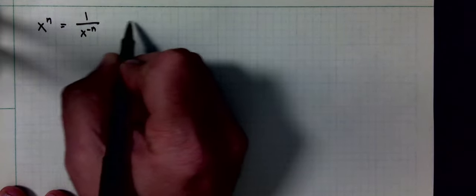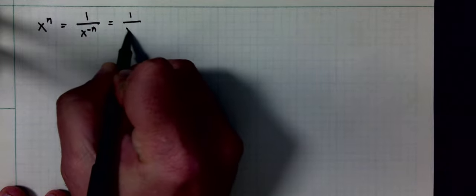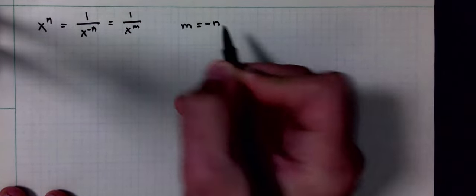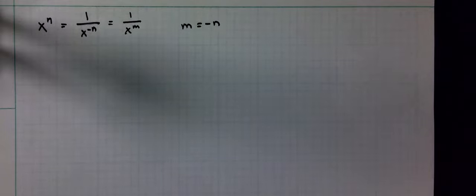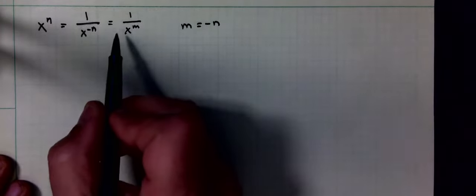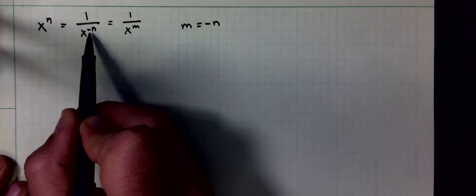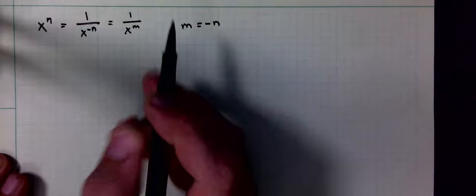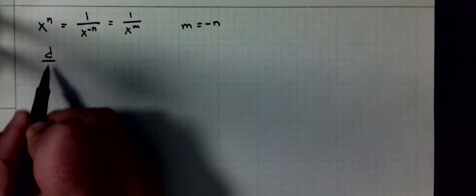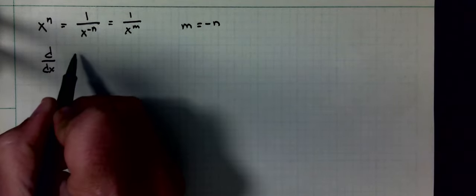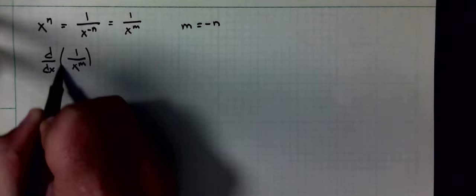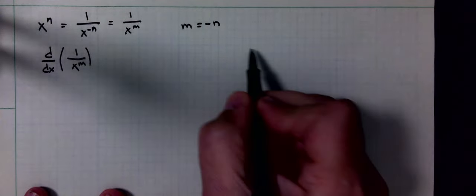And we'll call that m. I'm going to say that 1 over x to the m. What I want to do is I want to take the derivative of 1 over x to the m, because I don't know how to use the power rule for negative exponents yet, that's why I rewrote it.